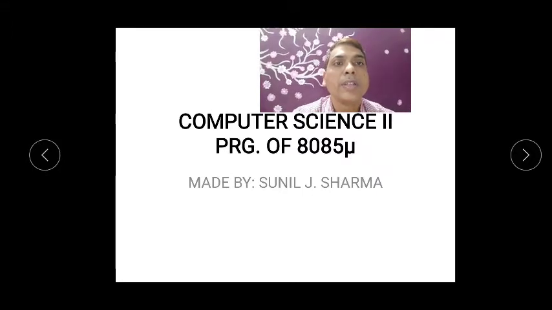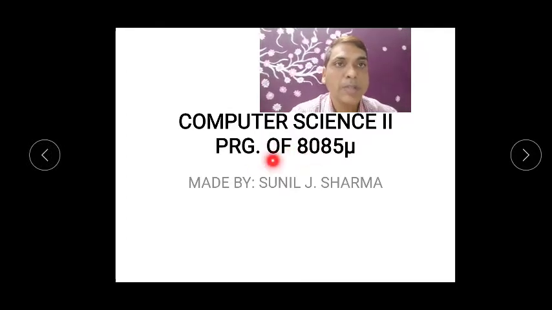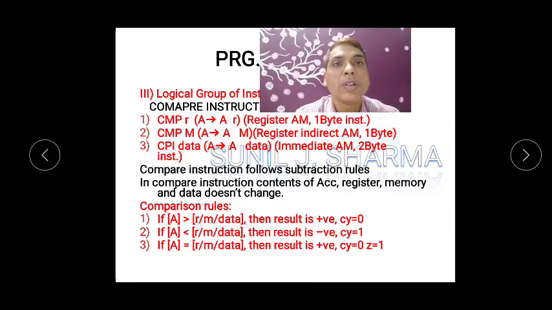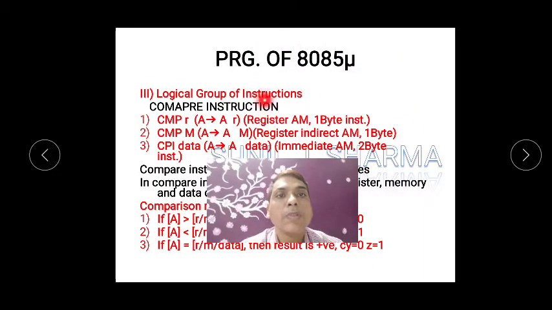Welcome once again. I think we are going with the same chapter, that is computer science paper 2, same chapter, that is programming of 8085 microprocessor. Now I think in the previous sessions we have already seen different types of instructions like data transfer, arithmetic. Now we are just continuing with the logical group of instructions.